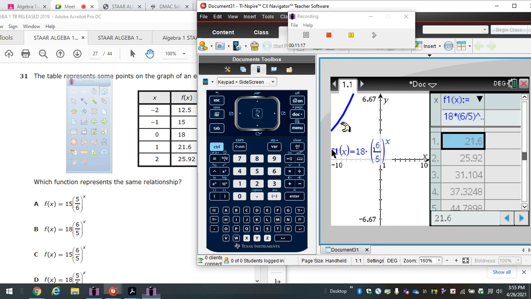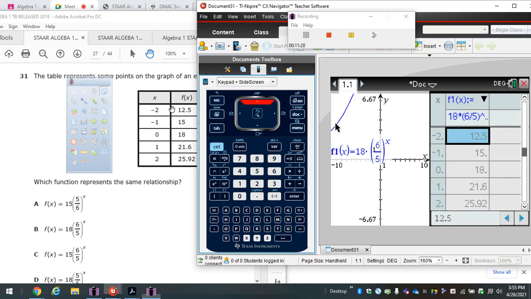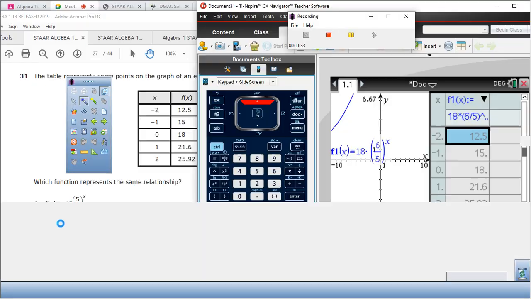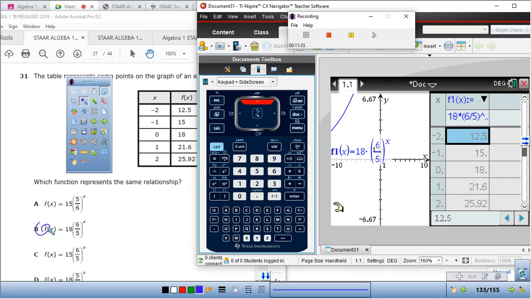Control T, double check that my calculator and the table makes sense. -2, 12.5, check. -1, 15, check. 0, 18, check. 1, 21.6, check. 2, 25.9. Final answer, B.